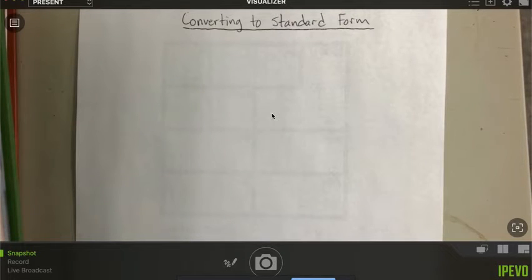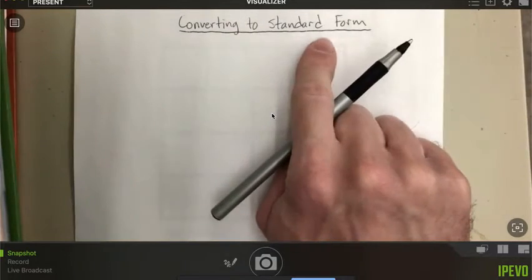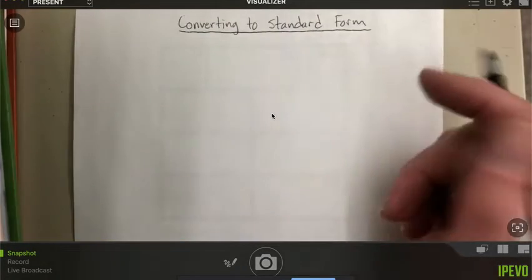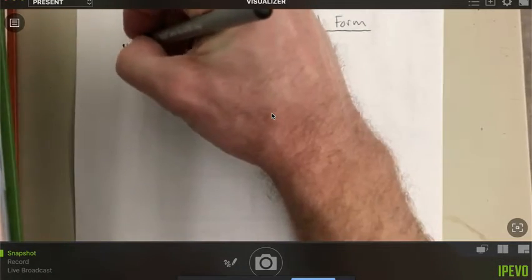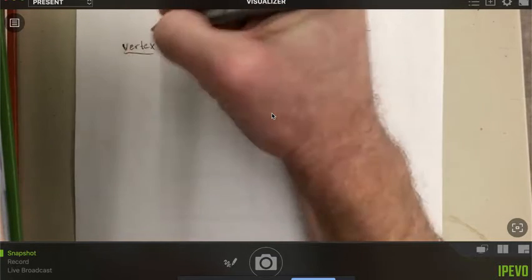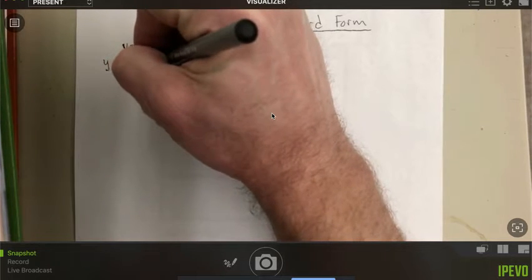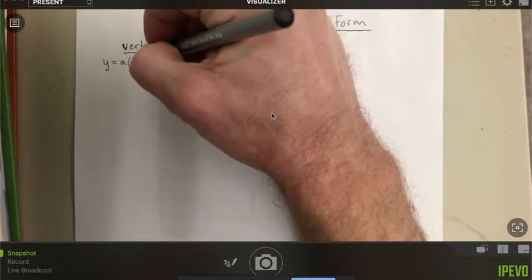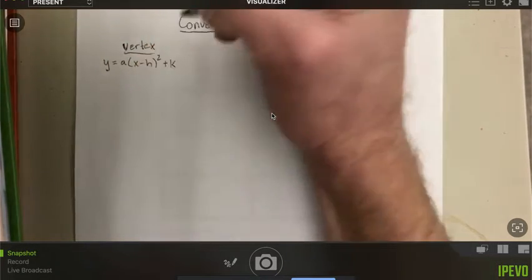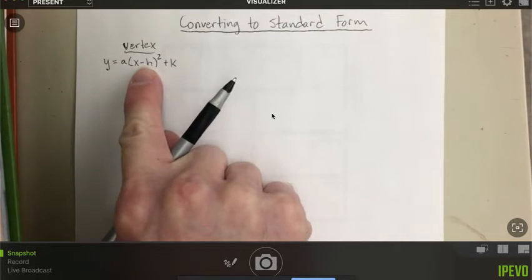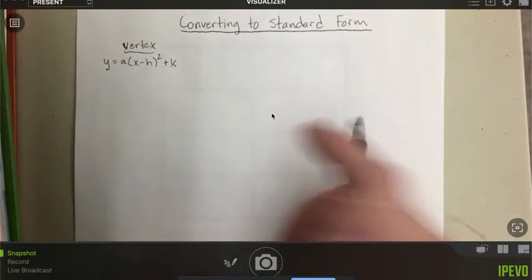Hey, good morning, everyone. So today we're going to talk a little bit more about our vertex and factored form, but mostly how we use those to convert to our standard form. Just to remind you, our vertex form is a times x minus h squared plus k, where (h, k) is our vertex.